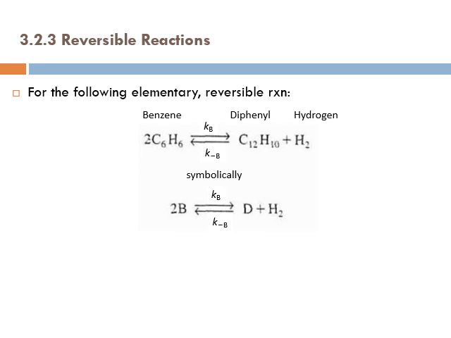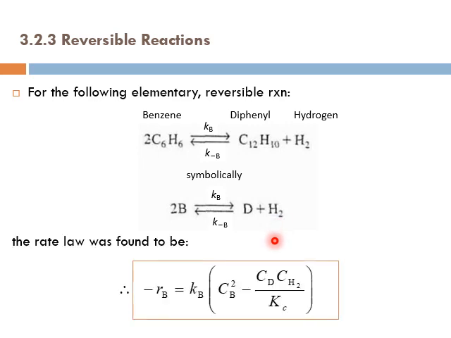Last time we derived together a rate law for this reversible reaction, which symbolically we wrote as 2B produces D plus hydrogen. And the rate law was found to be this.